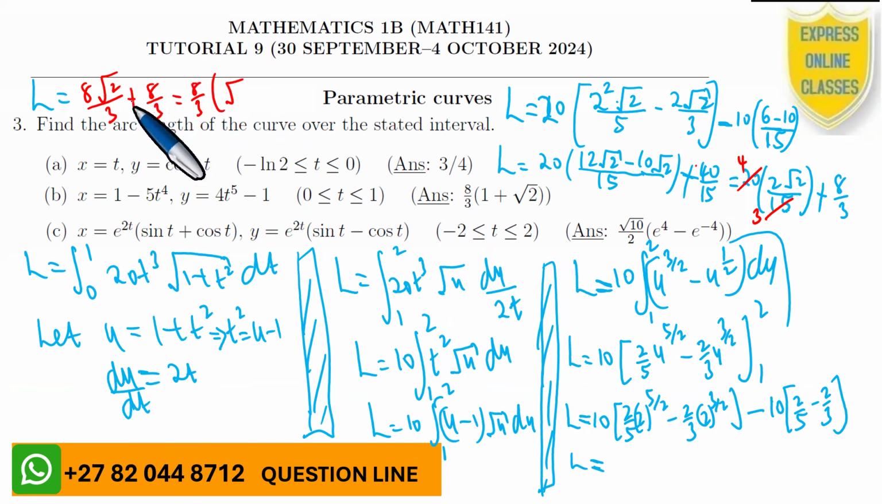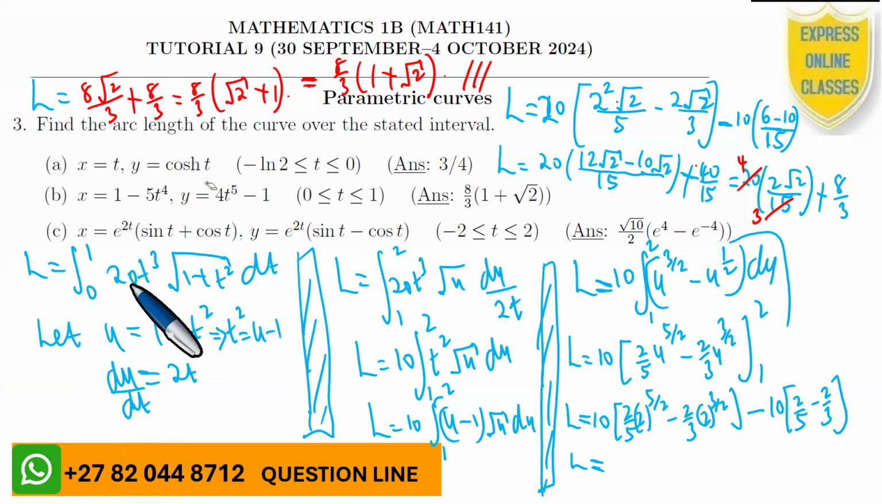And then you need the square root of 2 plus 1. And this is the answer. But this answer can also be written as 8 out of 3, 1 plus the square root of 2. Okay, so that is the answer.